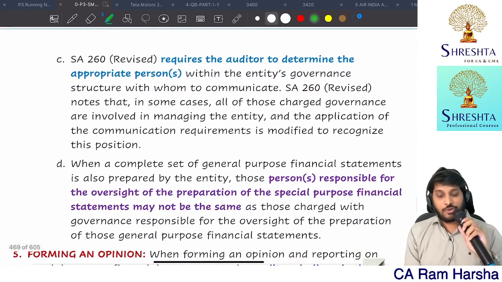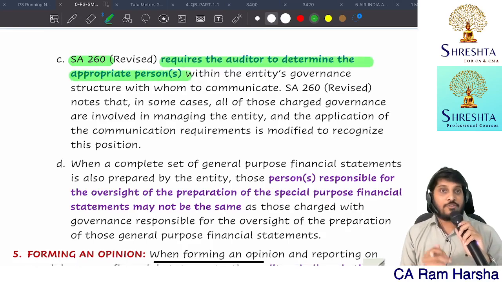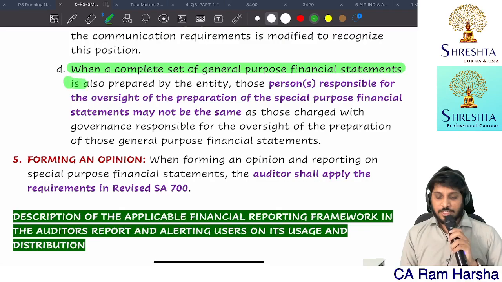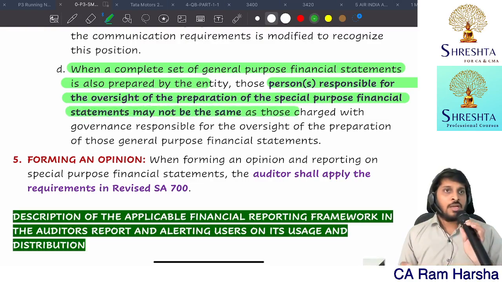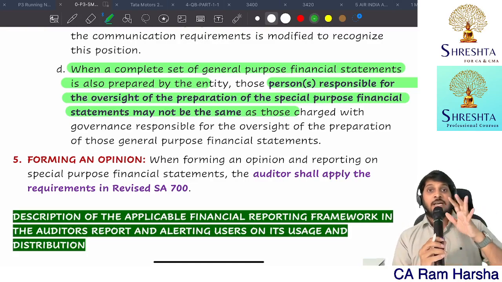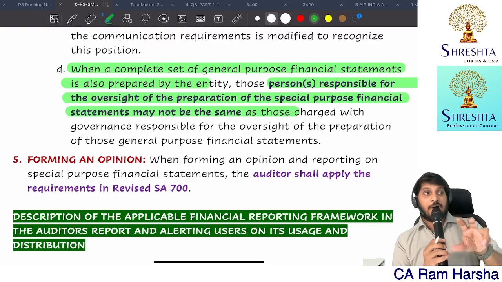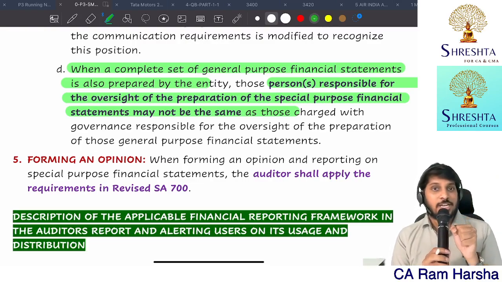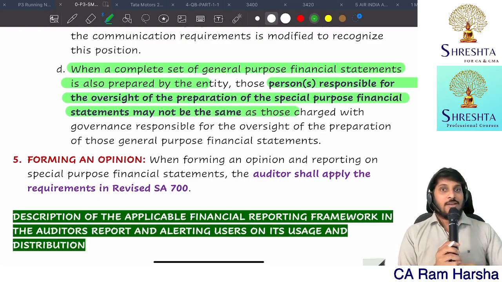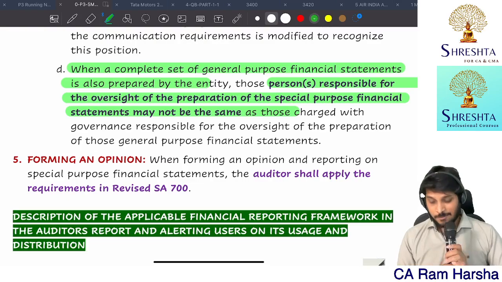And the auditor also, of course, as per SA 260, should decide with whom to communicate if there are any issues for special purpose financials. And when a complete set of general purpose financials is also prepared, those persons responsible for general purpose financials may sometimes be the same, and sometimes the party responsible for special purpose financials might be different from the party responsible for general purpose financials. For general purpose financials, the CFO might be responsible, but for special purpose financials, the CEO is responsible because the CEO is in talks with the investors. Getting the point?